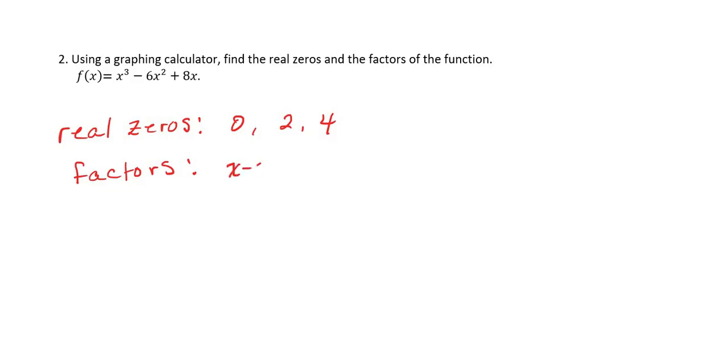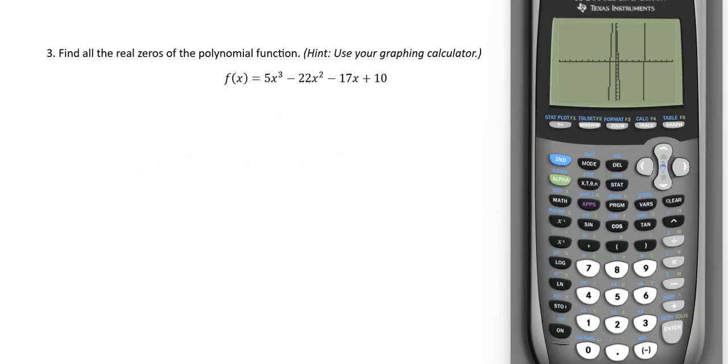The next thing I'm going to do in this problem is to find the factors. So I have x minus 0, x minus 2, and x minus 4. But x minus 0 is just x. So there are my factors. Problem 3, find all the real zeros of the polynomial function. Hint, use your graphing calculator.